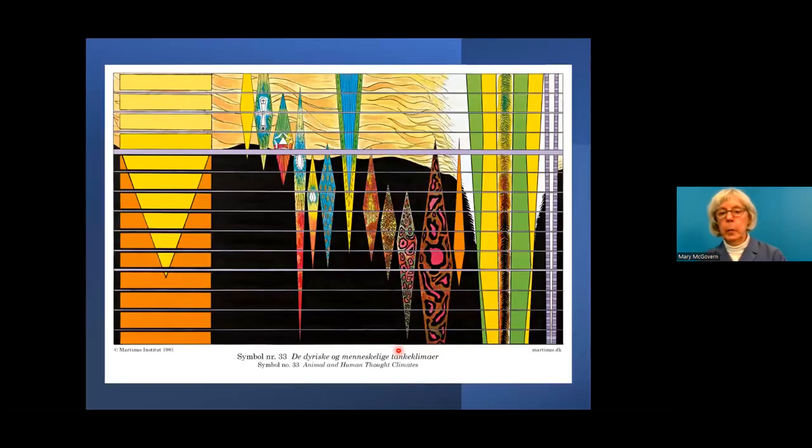And this is what we see in this symbol here. We see many, many details here, and I won't go through all of them, but in general, we can say that the symbol is to be read from the bottom up. It's called Animal and Human Thought Climates. And here on the left, where you see my little red cursor, you see the animal kingdom proper up to this thick violet line. And then in this part, which is orange and yellow, we see the zone of terrestrial human beings. In other words, we're what Martinus calls unfinished human beings. And we are on this step, and there are very few on the next step, he says.